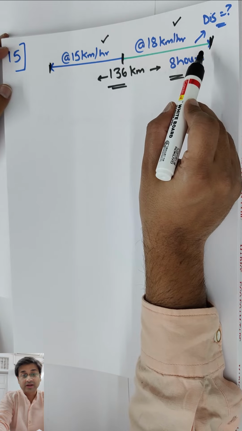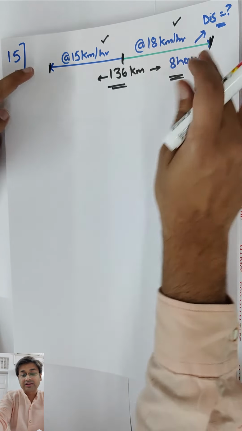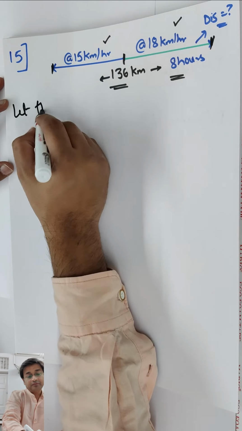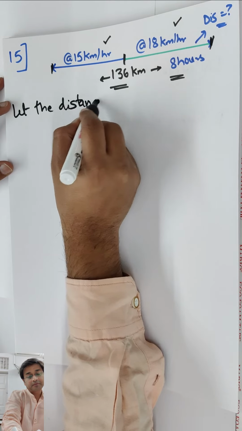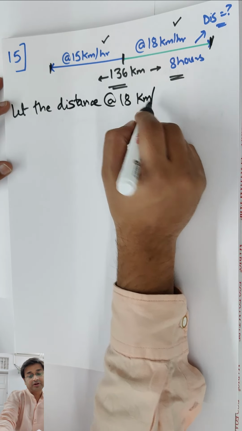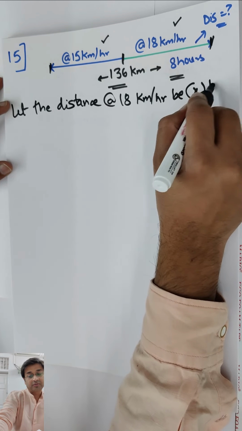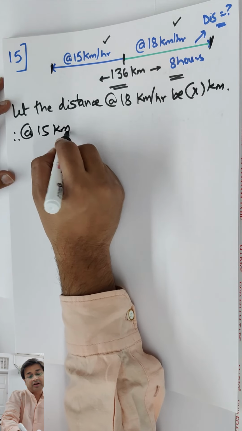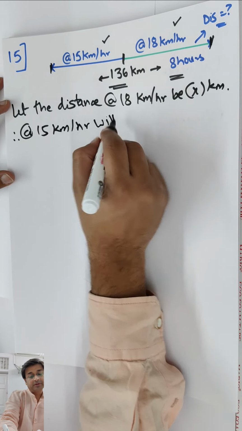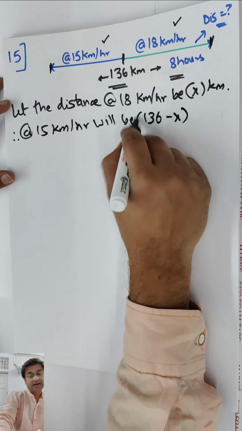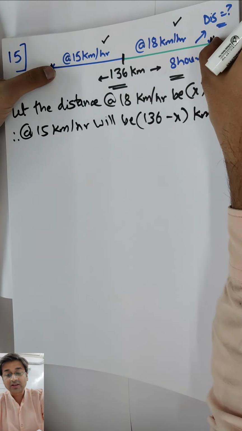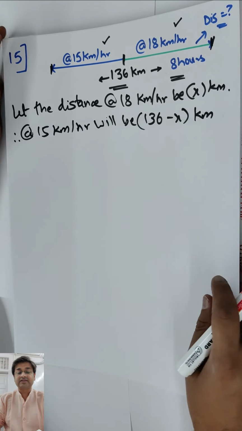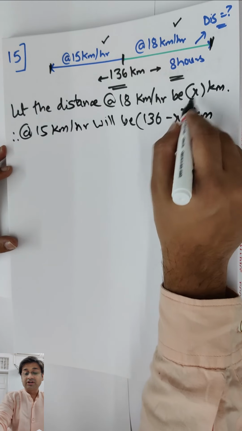This distance, if you assume x, then this distance will be 136 minus x. Do you understand this basics? So we'll say let the distance at the rate 18 kilometers per hour be x kilometers. Therefore, at the rate 15 kilometers per hour will be 136 minus x kilometers, because the full is 136. If this green line is x, then the blue line will be 136 minus x. Simple as that. Okay. Now we got both the distances.